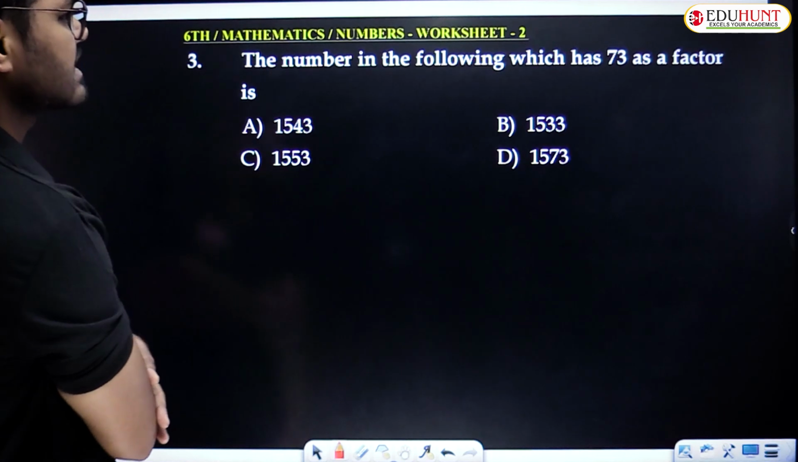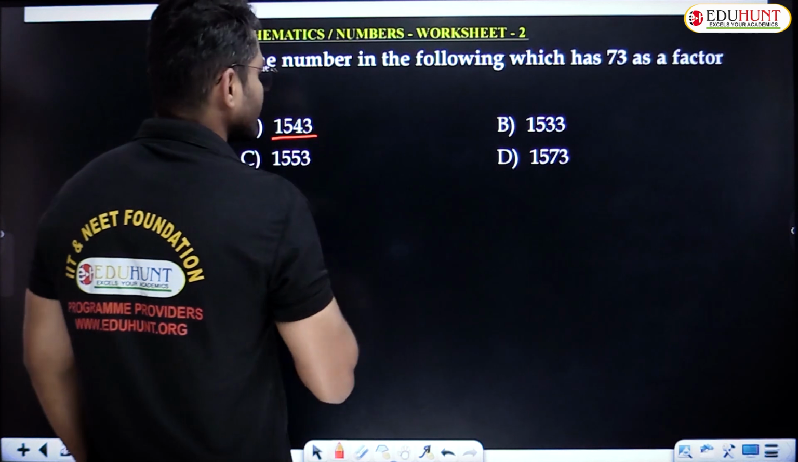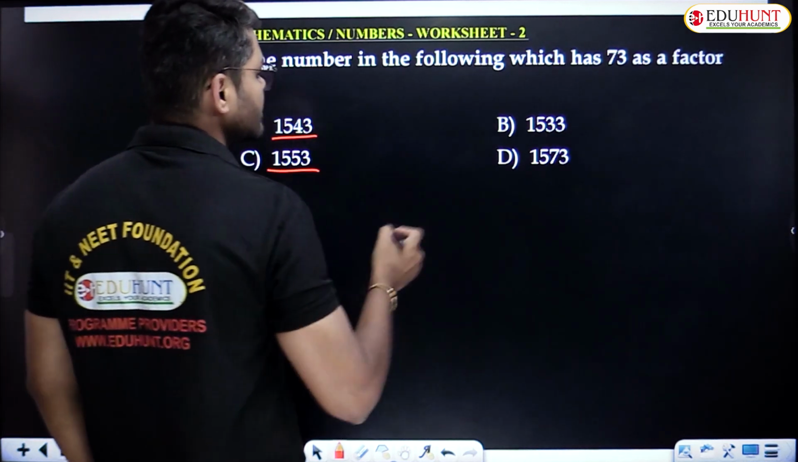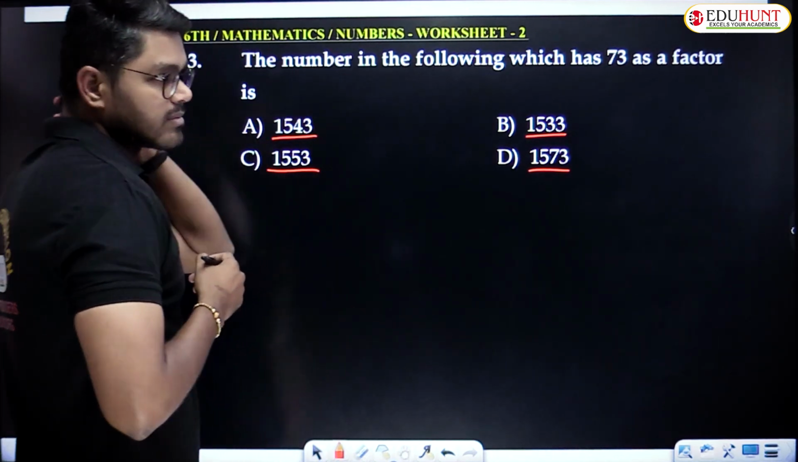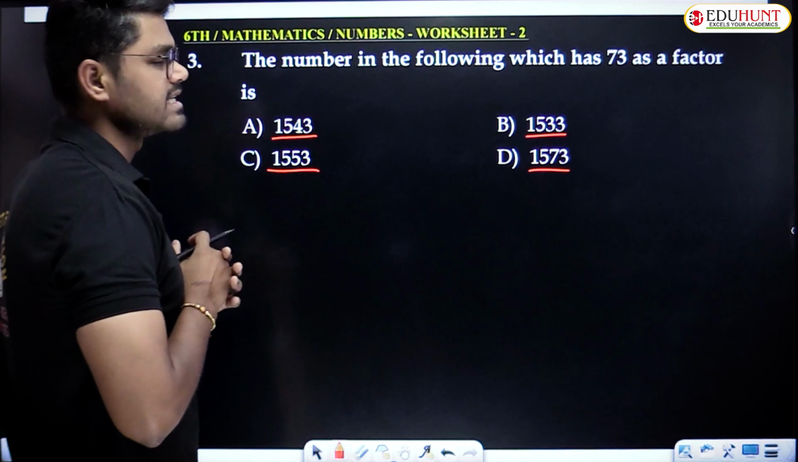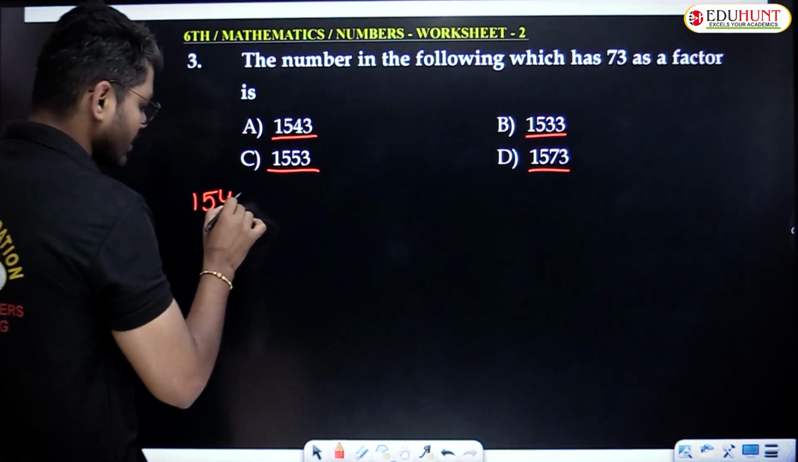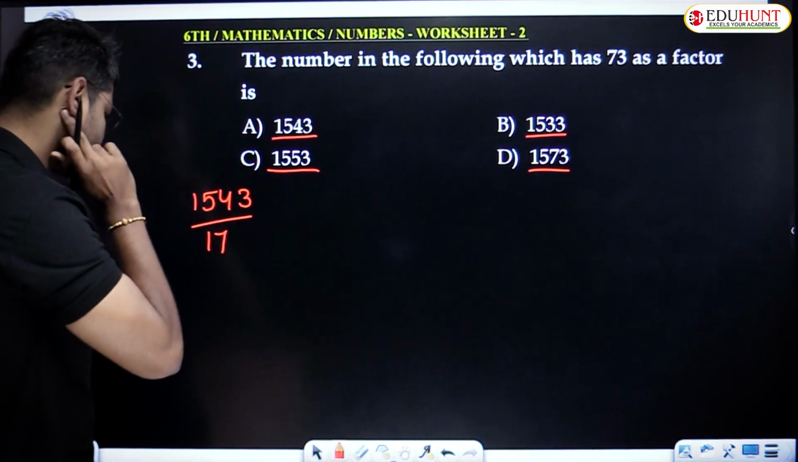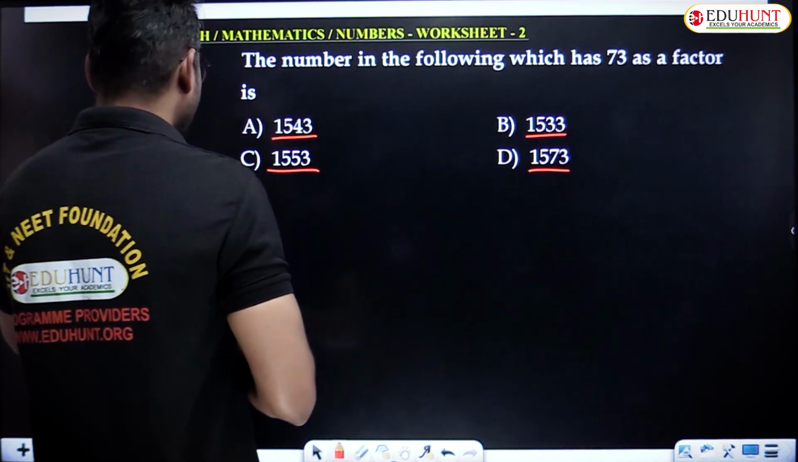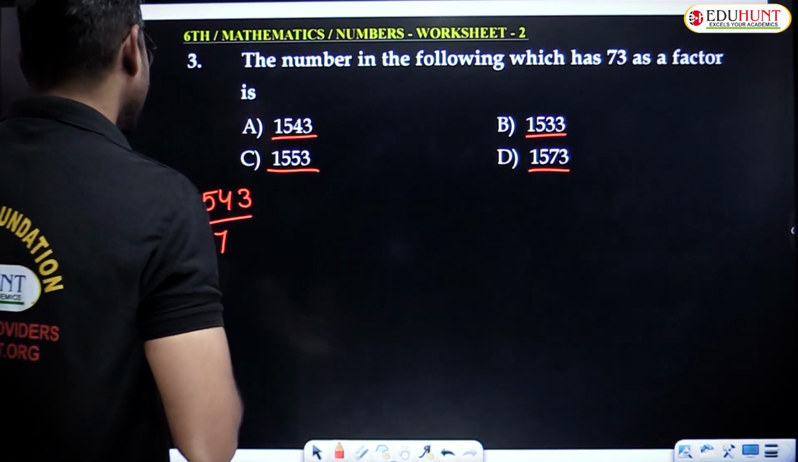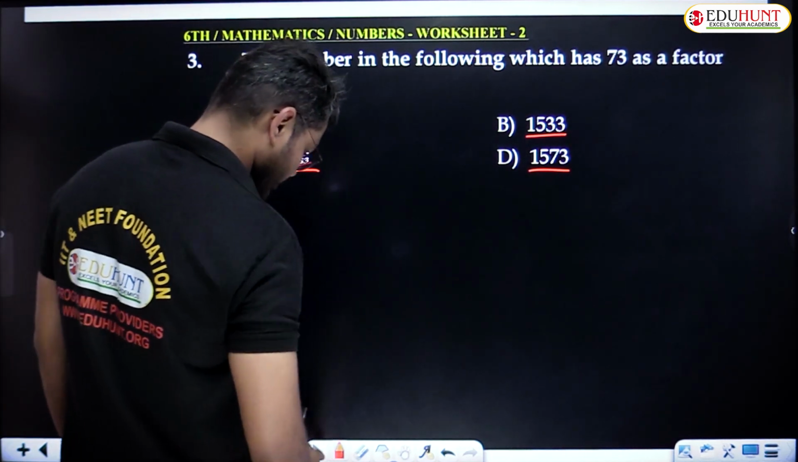The number in the following which has 73 as a factor. That means this is divisible by 73, this is divisible by 73, this is divisible by 73. If a number is divisible by 73, that number has 73 as a factor. So let's check one by one. This is 154. 154 by 17. 17 is a prime number. Therefore let's check each and every option for 73. First one, 1543.